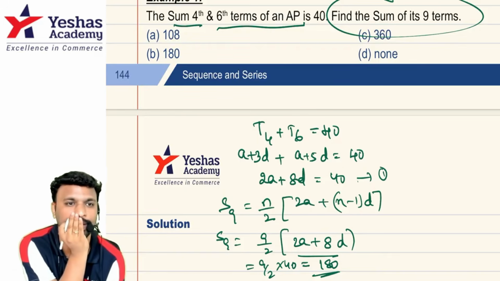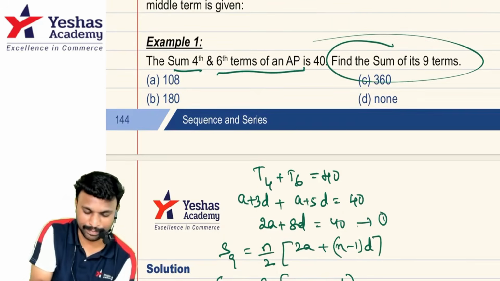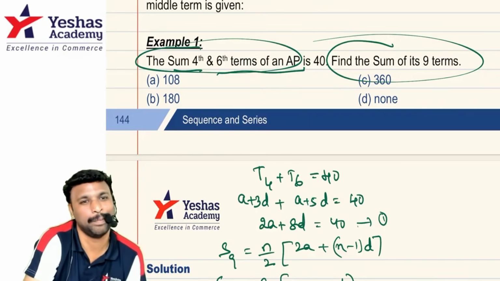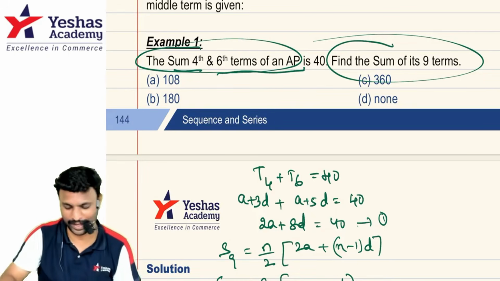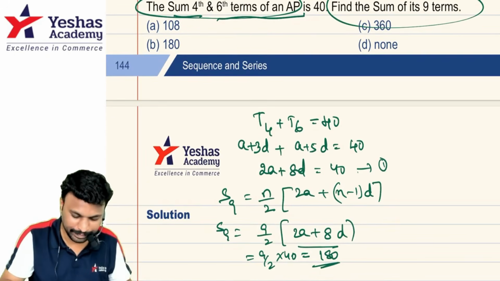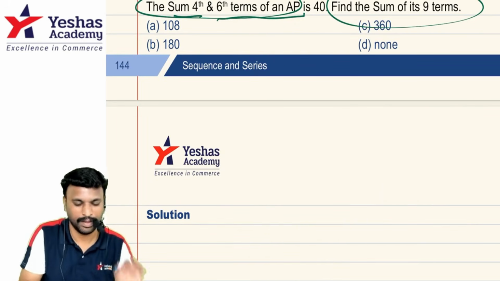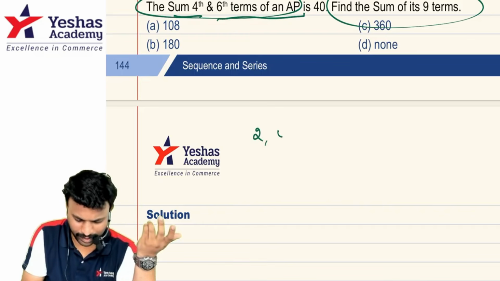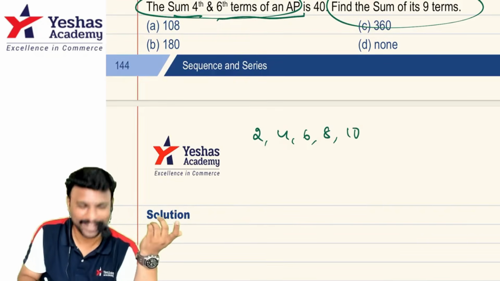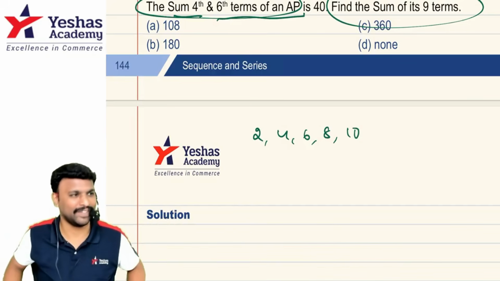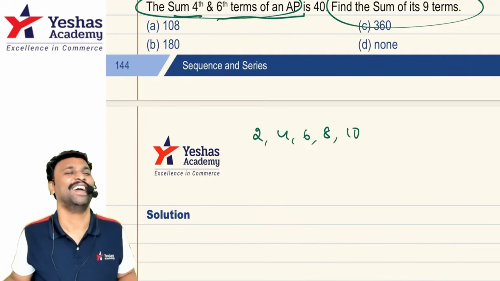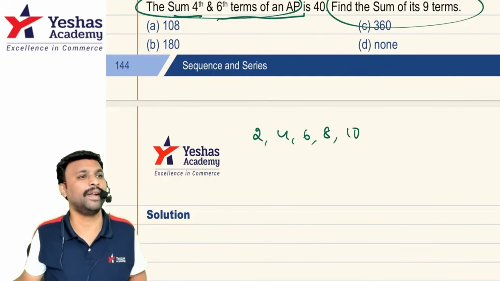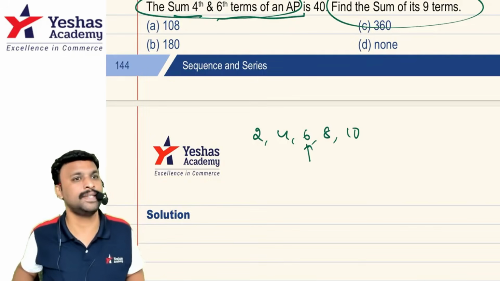Everybody? Yes or no? Have they given the middle term in this question just like in example 3? No, they haven't given the middle term. Let's look here. I'll give you a magic now. Give me an AP. You only tell me any AP. Same, okay. 2, 4, 6, 8, 10. What's the middle term? Middle term is 6.